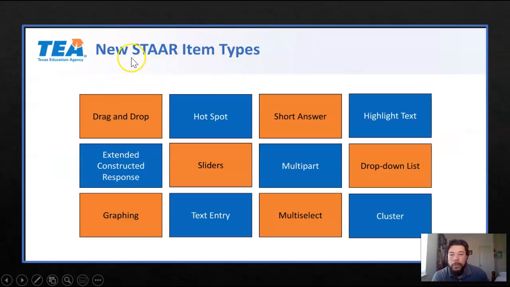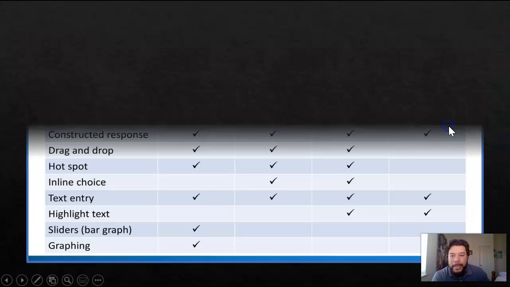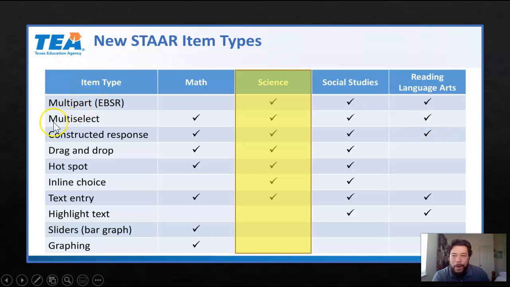So here they are, the new STAAR item types. You have 12 new items. So a drag and drop, a hotspot, short answer, highlight text, extended constructed response, sliders, multi-part, drop-down list, graphing, text entry, multi-select, and cluster. Now, not all of these are going to be used for science, and some of them are more set for RLA type stuff. But the ones that are going to be used for science include the multi-part, the multi-select, the constructed response, the drag and drop, the hotspot, the inline choice, and the text entry.